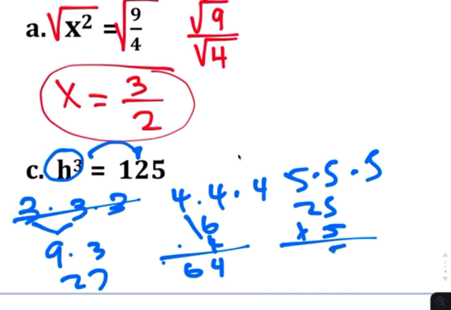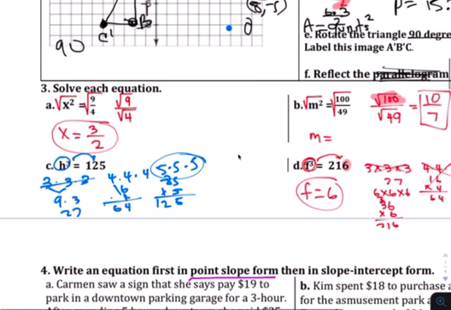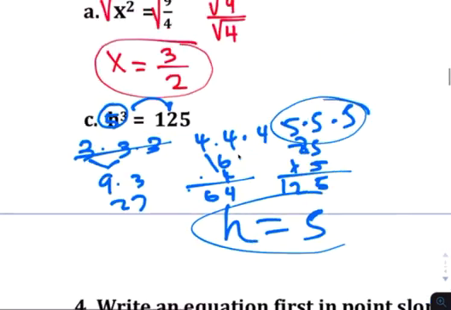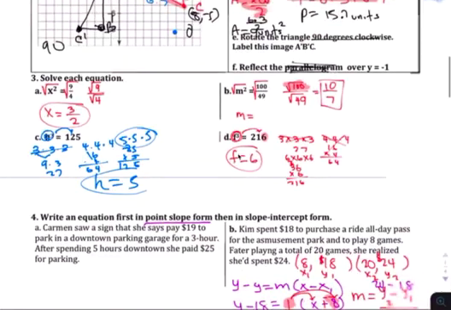Okay, so that's 25 carried. Oh, so the answer is 5. So H is 5. 5 cubed will get you that. So that's why H is 5. And that's how we did these.